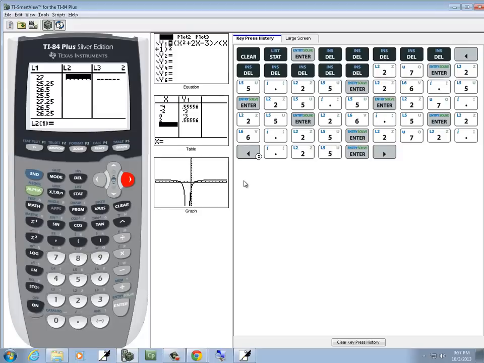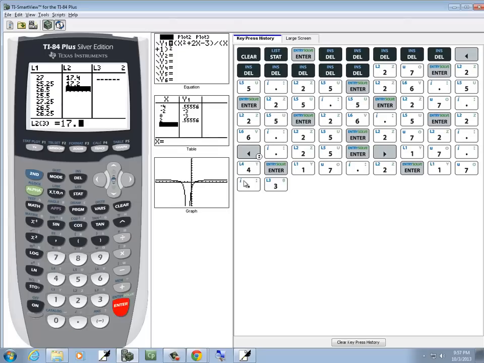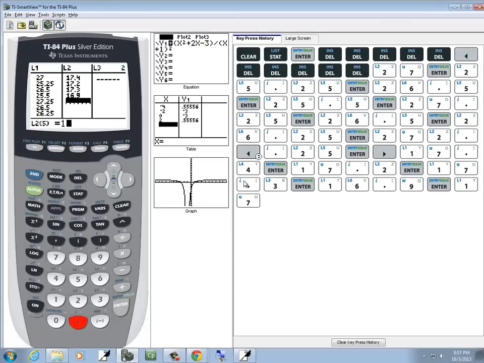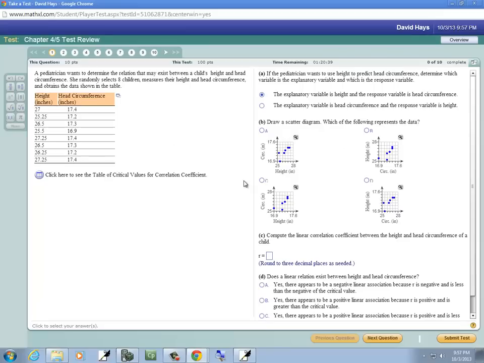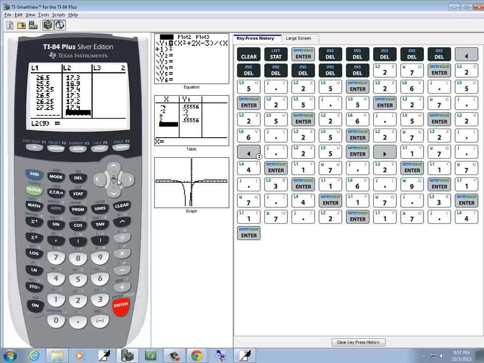So I got 17.4, 17.2, 17.3, 16.9, 17.4, 17.3, 17.2, 17.4. Now I'm really bad about data entry, so I'm going to double check myself in all this.